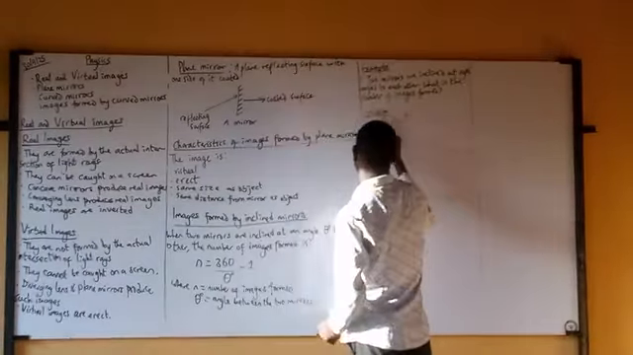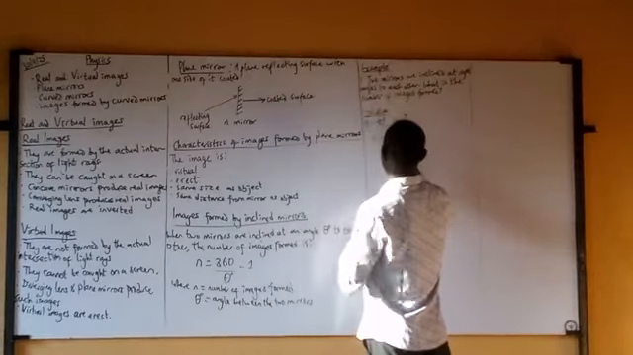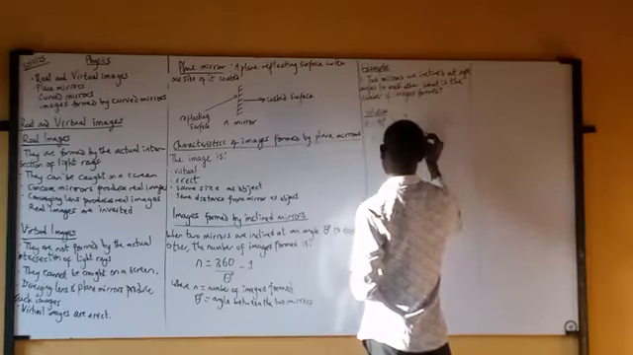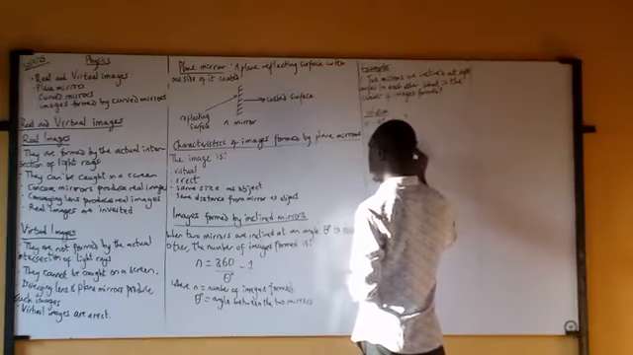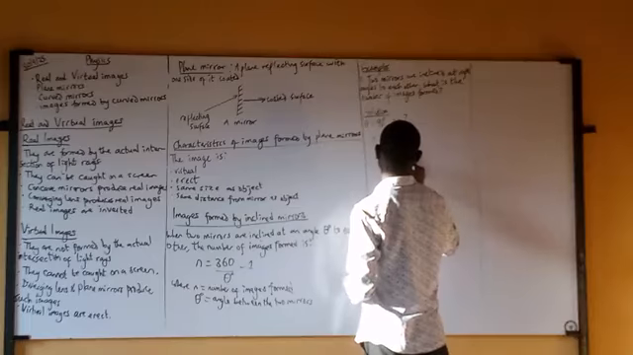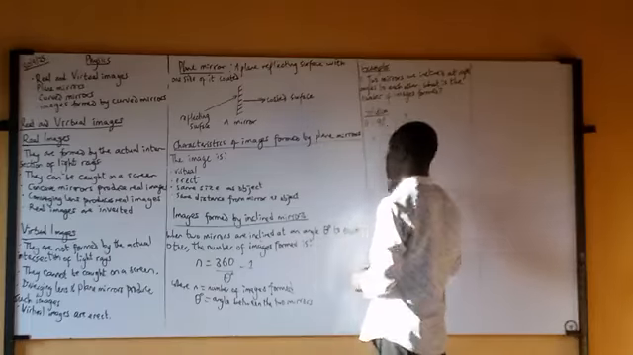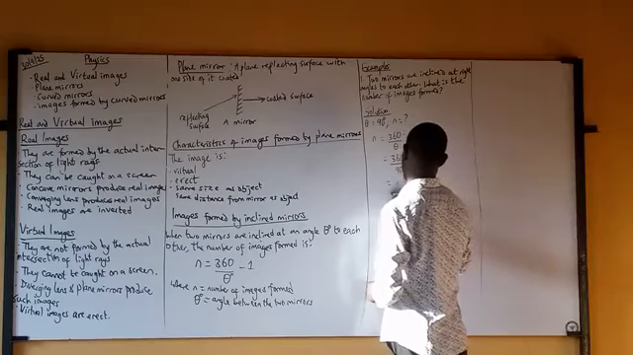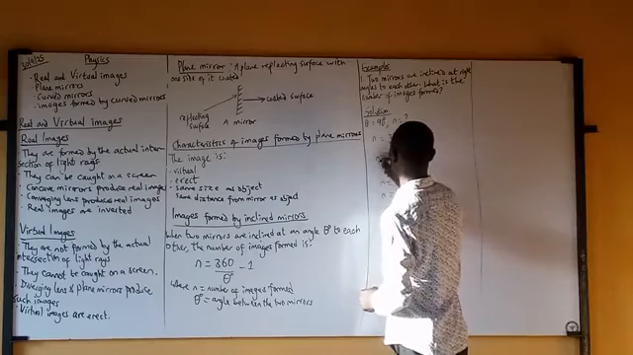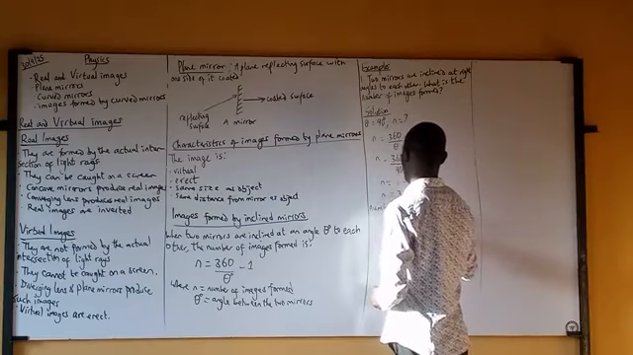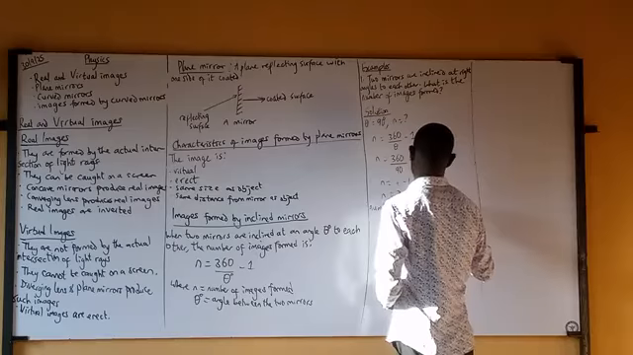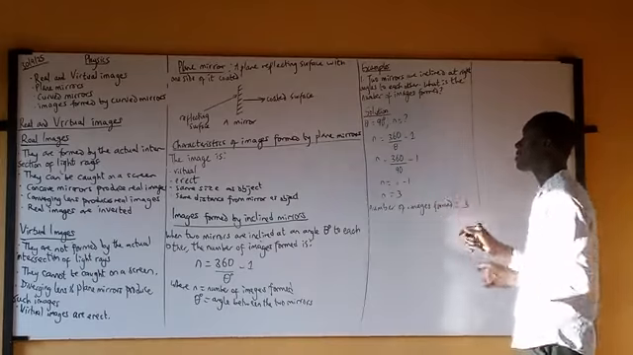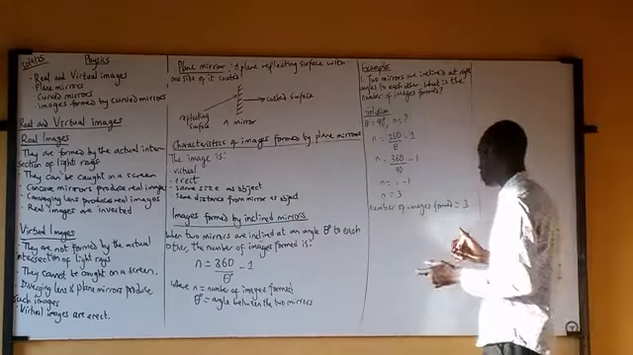Using this formula, the number of images formed n is 360 divided by theta, minus 1. So that's 360 degrees over 90, minus 1. 360 divided by 90 is 4, you know 9 times 4 is 36. So you have 4 minus 1, which is equal to 3. So the number of images formed by those two mirrors is 3. So 3 images are to be observed in the mirrors.